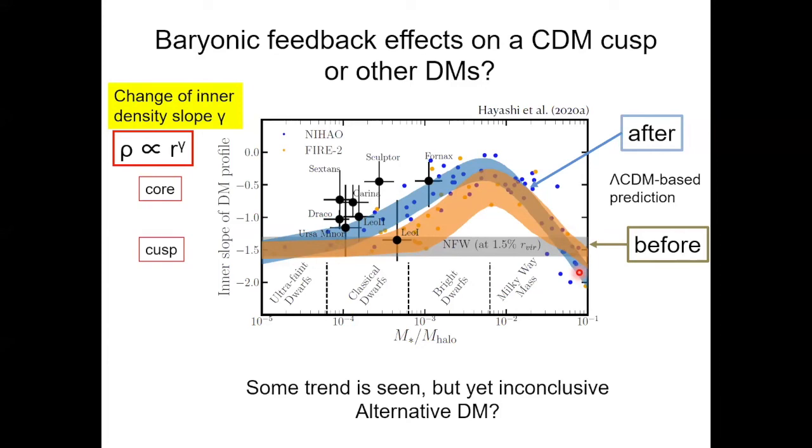My question is, why does dark matter form a halo? Sorry? Why does dark matter form the halo? Yes. Okay.